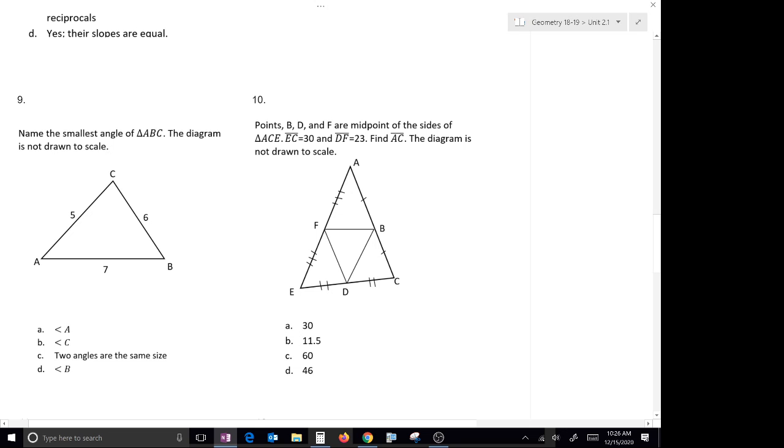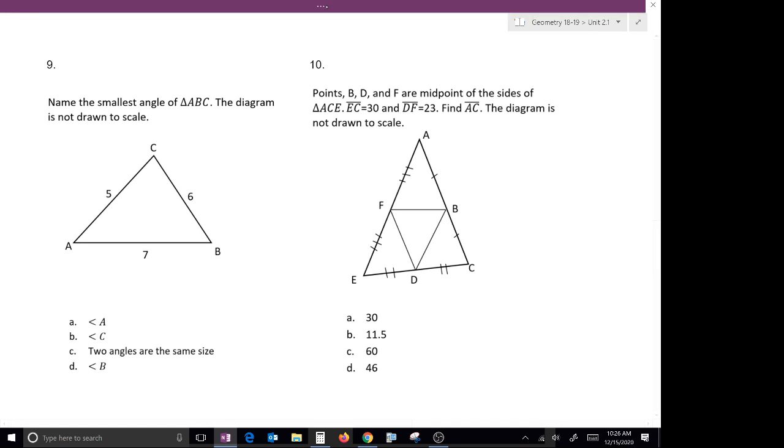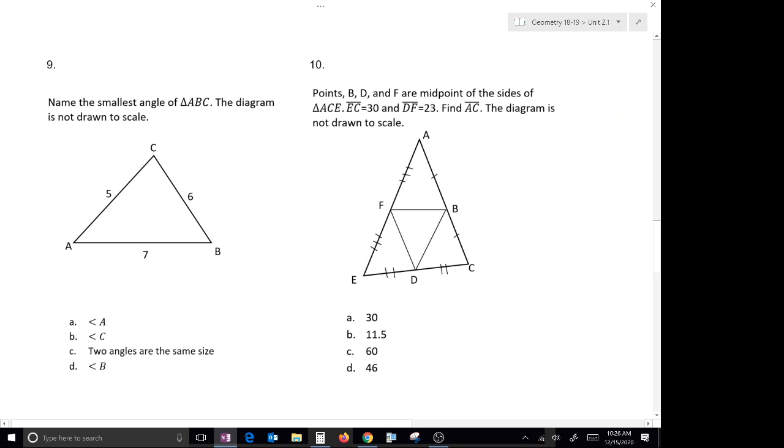All right, number 9. Name the smallest angle of triangle ABC. So the smallest angle is going to be across from the smallest side. So the smallest side is 5, and that's going to be directly across from the smallest angle, which is B. The largest angle would be C, it's across from 7, and the medium one would be A.